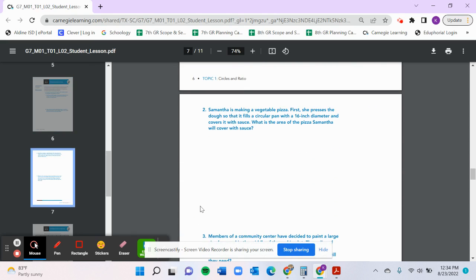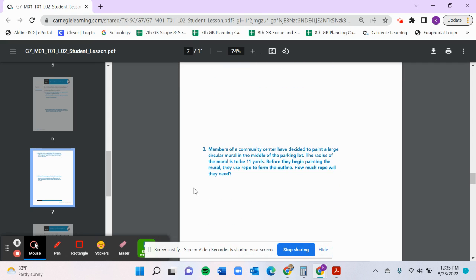Question 2, Samantha is making a vegetable pizza. First, she presses the dough so that it fills a circular pan with a 16-inch diameter and covers it with sauce. What is the area of the pizza Samantha will cover with sauce? Lastly, question number 3. Members of a community center have decided to paint a large circular mural in the middle of the parking lot. The radius of the mural is to be 11 yards. Before they begin painting the mural, they use rope to form the outline. How much rope will they need?